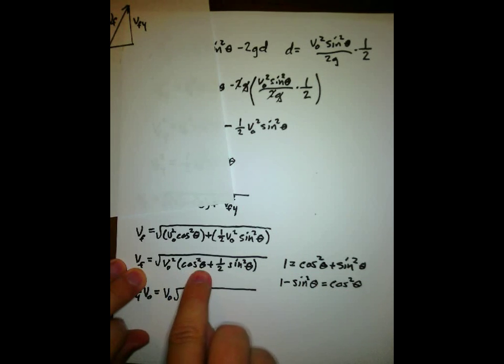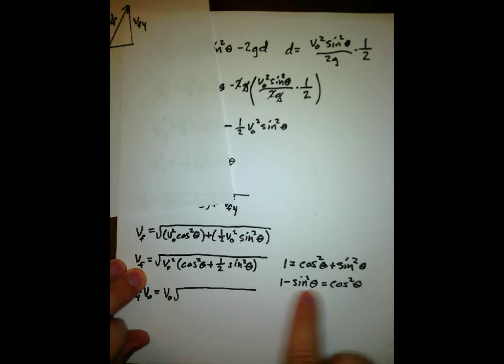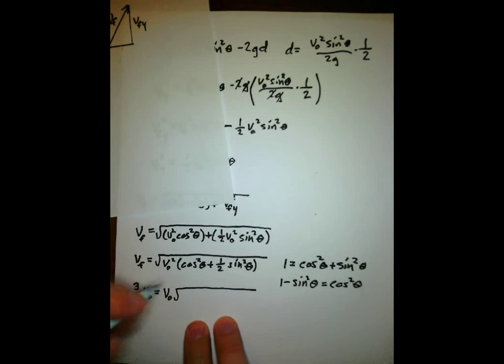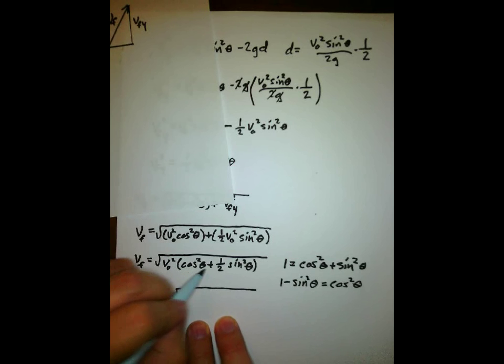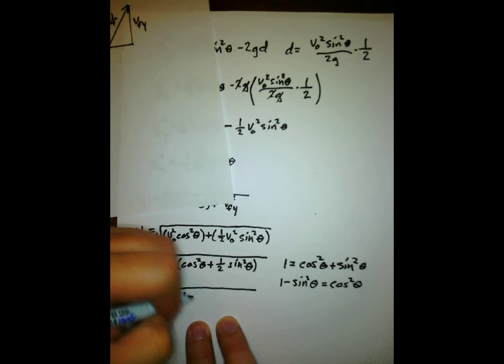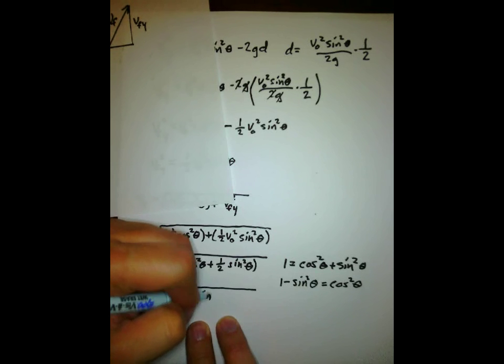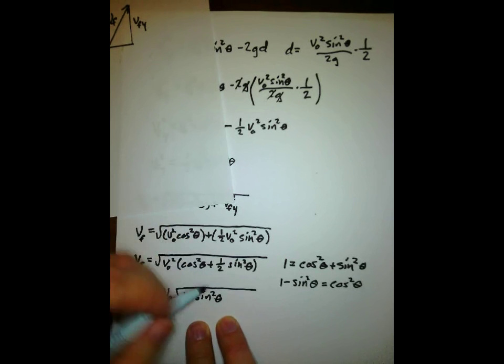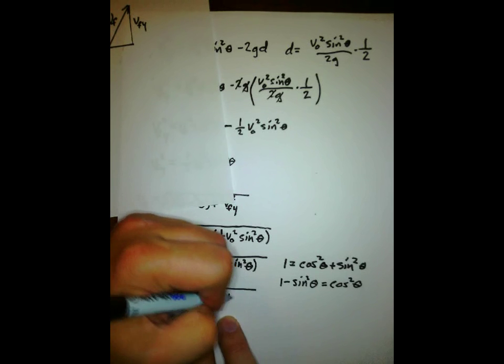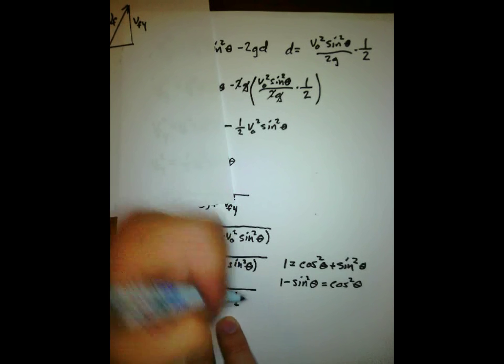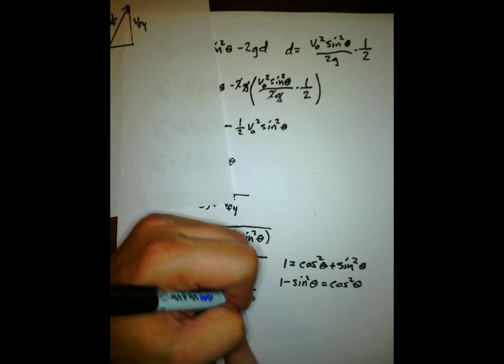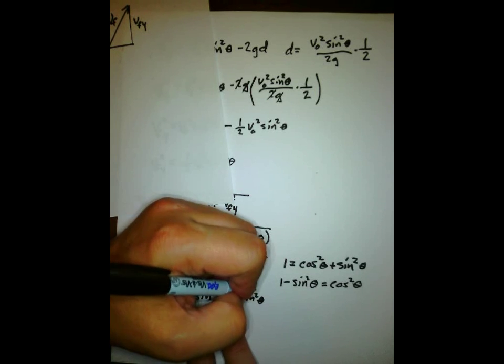So I have cosine squared theta right here, so I'm just going to substitute this in for it. This came outside, so it's no longer in there. And now I have this cosine squared theta, which I'm going to substitute. So I'm going to have 1 minus sine squared theta plus 1/2 sine squared theta.